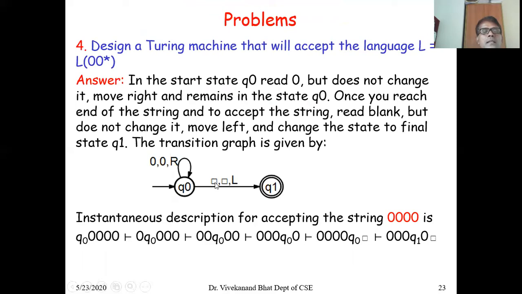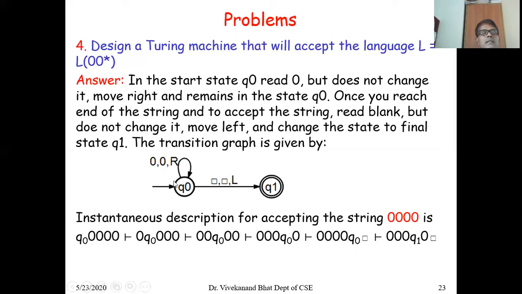In the Turing machine, each edge is labeled by three elements: read, write, and move. In the start state Q0, we read 0, do not change it, move right, and remain in state Q0. Once you reach the end of the string, to accept it, read blank, do not change it, move left, and change the state to final state Q1. You can trace this for the input string 000.